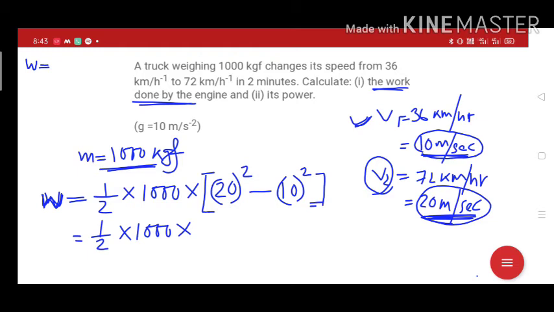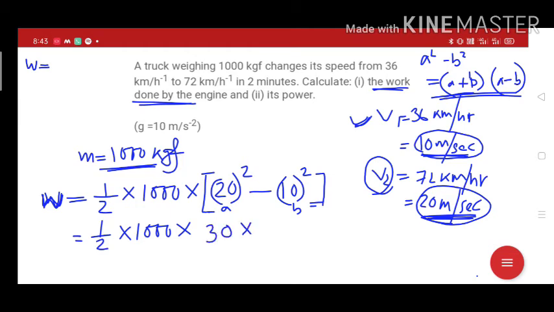You know what the formula is? That a square minus b square is equal to a plus b into a minus b. We all know. So the same thing we are going to apply over here. This is a and this is b. So a plus b, that means 20 plus 10, and 20 plus 10 is 30, and 20 minus 10 is 10. So it is 500.